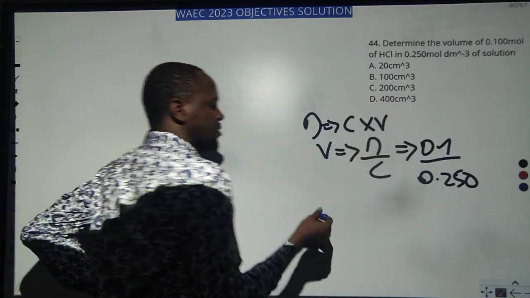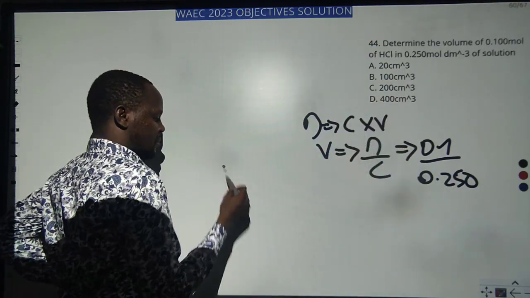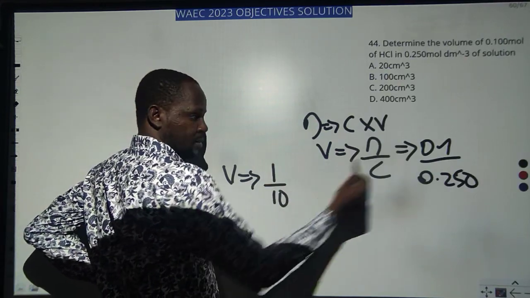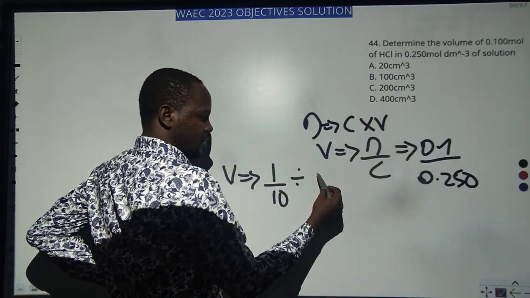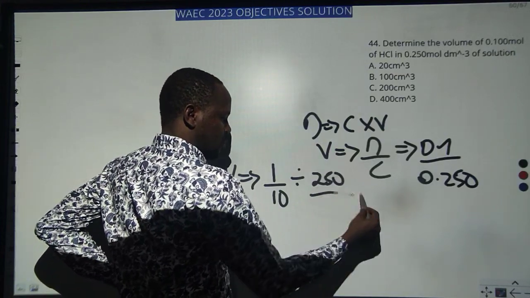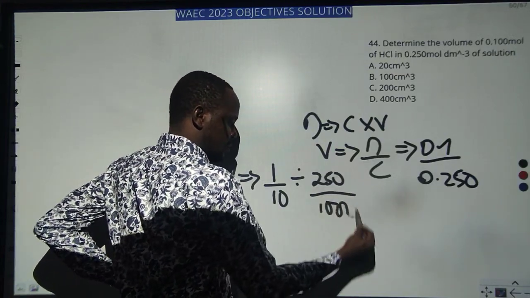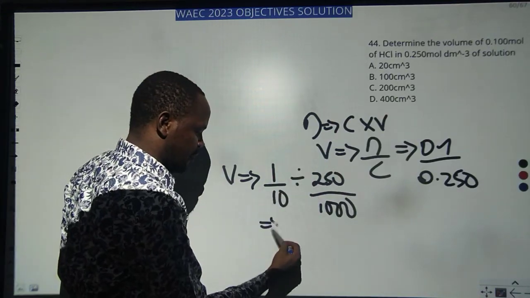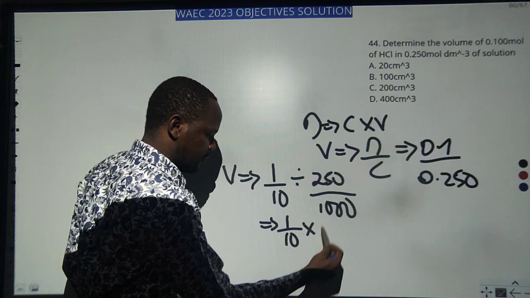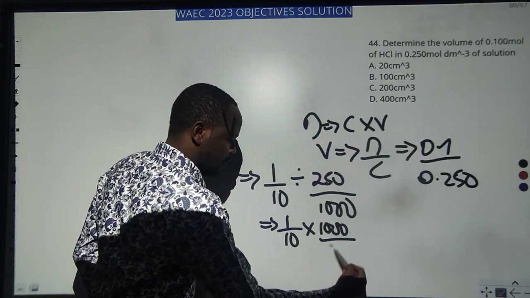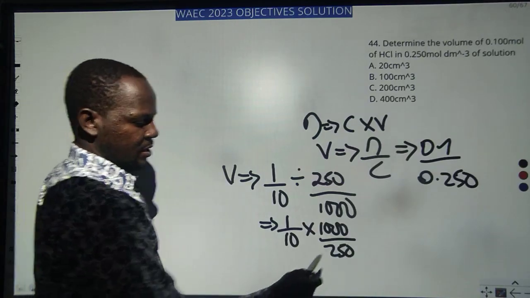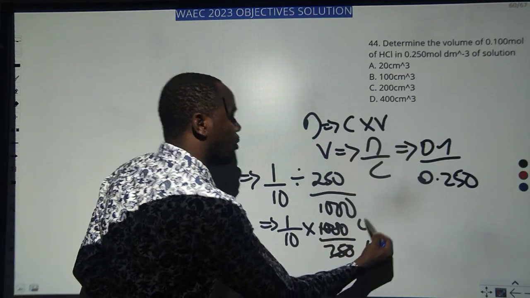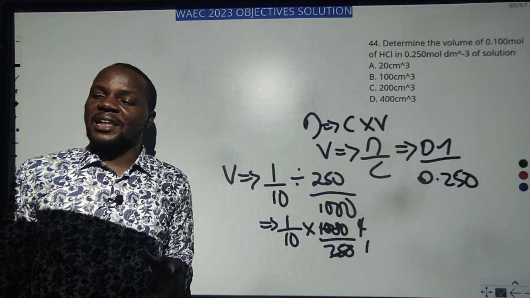So I still have to convert my answer by what? By dividing by 1000. So volume is 0.1, which is 1 over 10. That sign is division. This is 250 over 1000. So I'm very right. This is 1 over 10 times 1000 over 250. The only thing that can cause error is if 250 times 8 is not 1000, but I think it should be 250 times 4. Oh wow, that is where that one comes from.